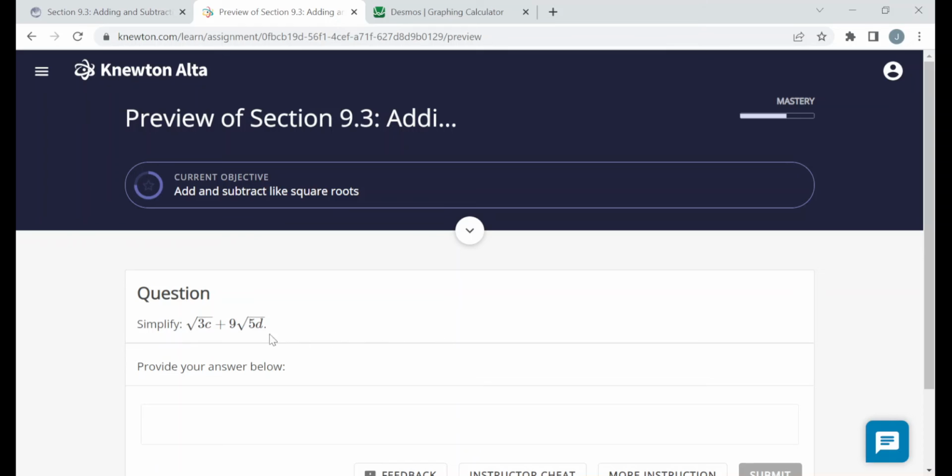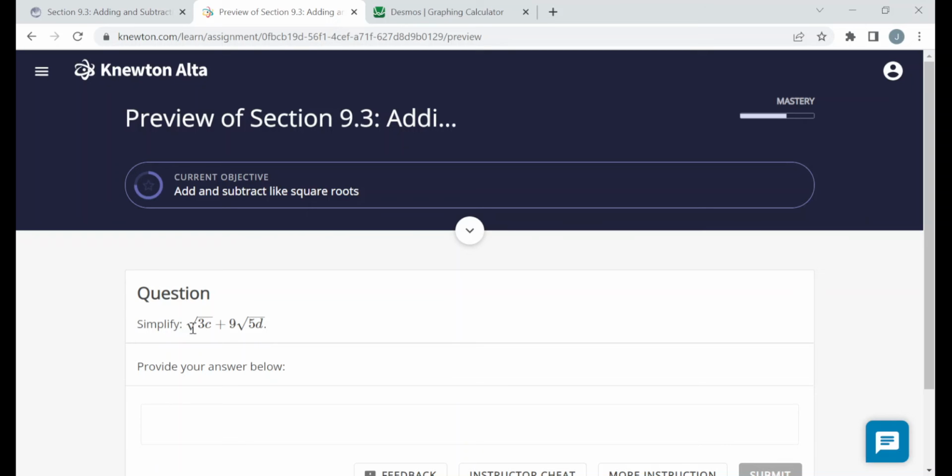And here's another one exactly like that. Square root of 3c plus 9 times the square root of 5d. They have different radicands. They are not like radicals. They're not like square roots. And I cannot see how to simplify them so that they become like. One has c in it, the other one has d in it. I don't know how to fix that.